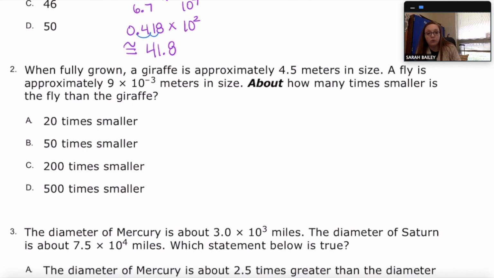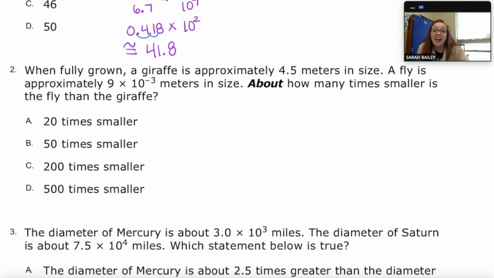All right, let's go to number 2. When fully grown, a giraffe is approximately 4.5 meters in size. A fly is approximately 9 times 10 to the negative 3rd meters in size. About how many times smaller is the fly than the giraffe? Obviously, this fly is smaller. And then we want to know how many times smaller.